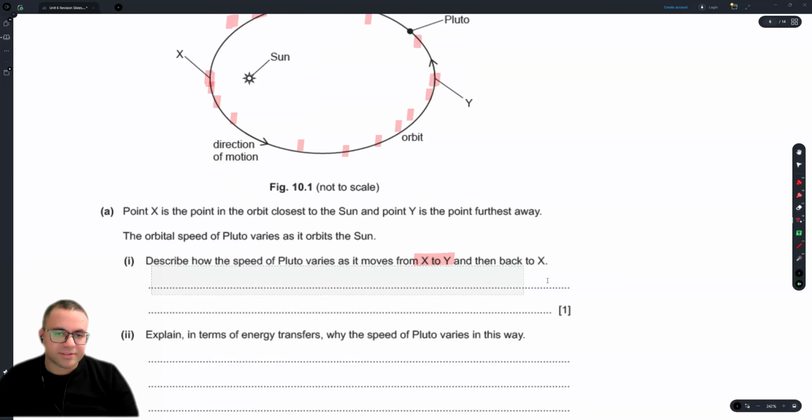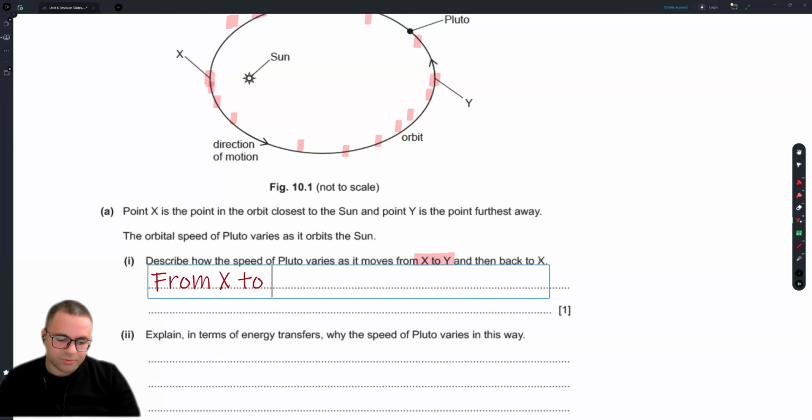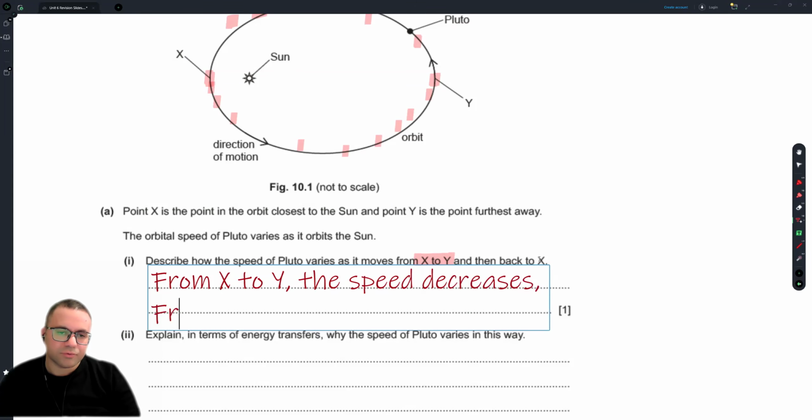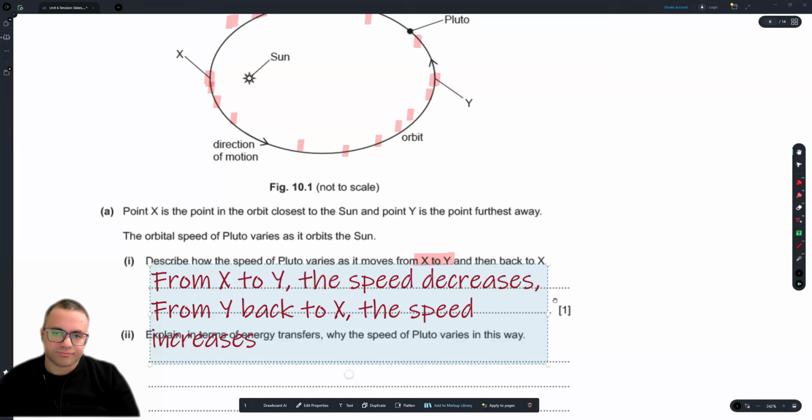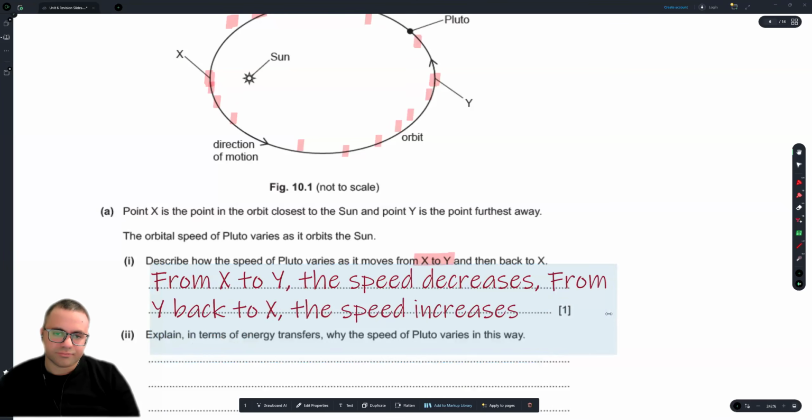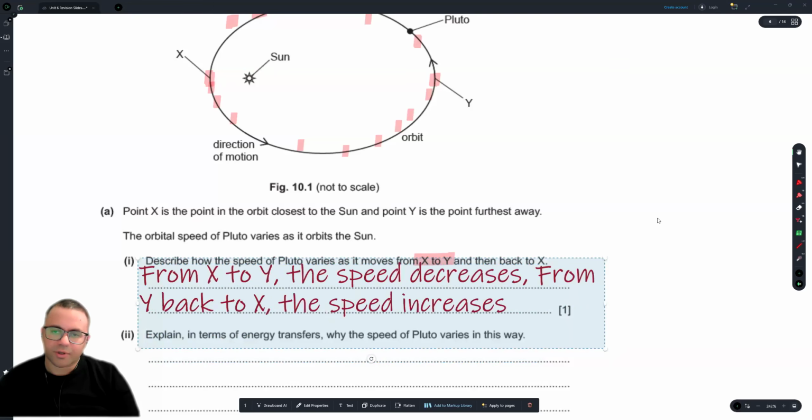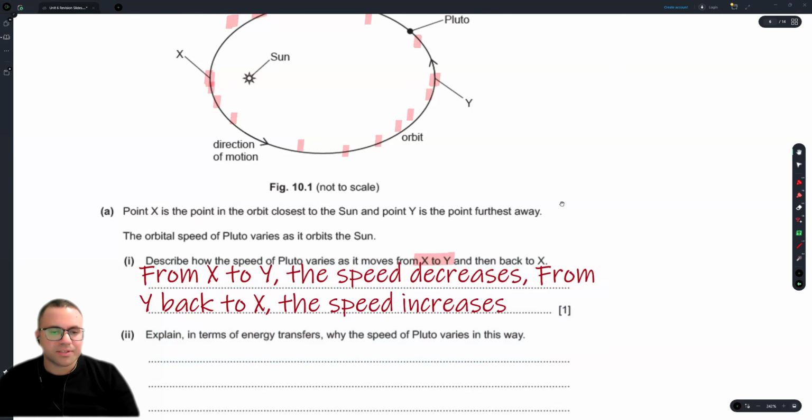So from X to Y, the speed decreases. And then from Y back to X, speed increases. Okay, easy peasy.